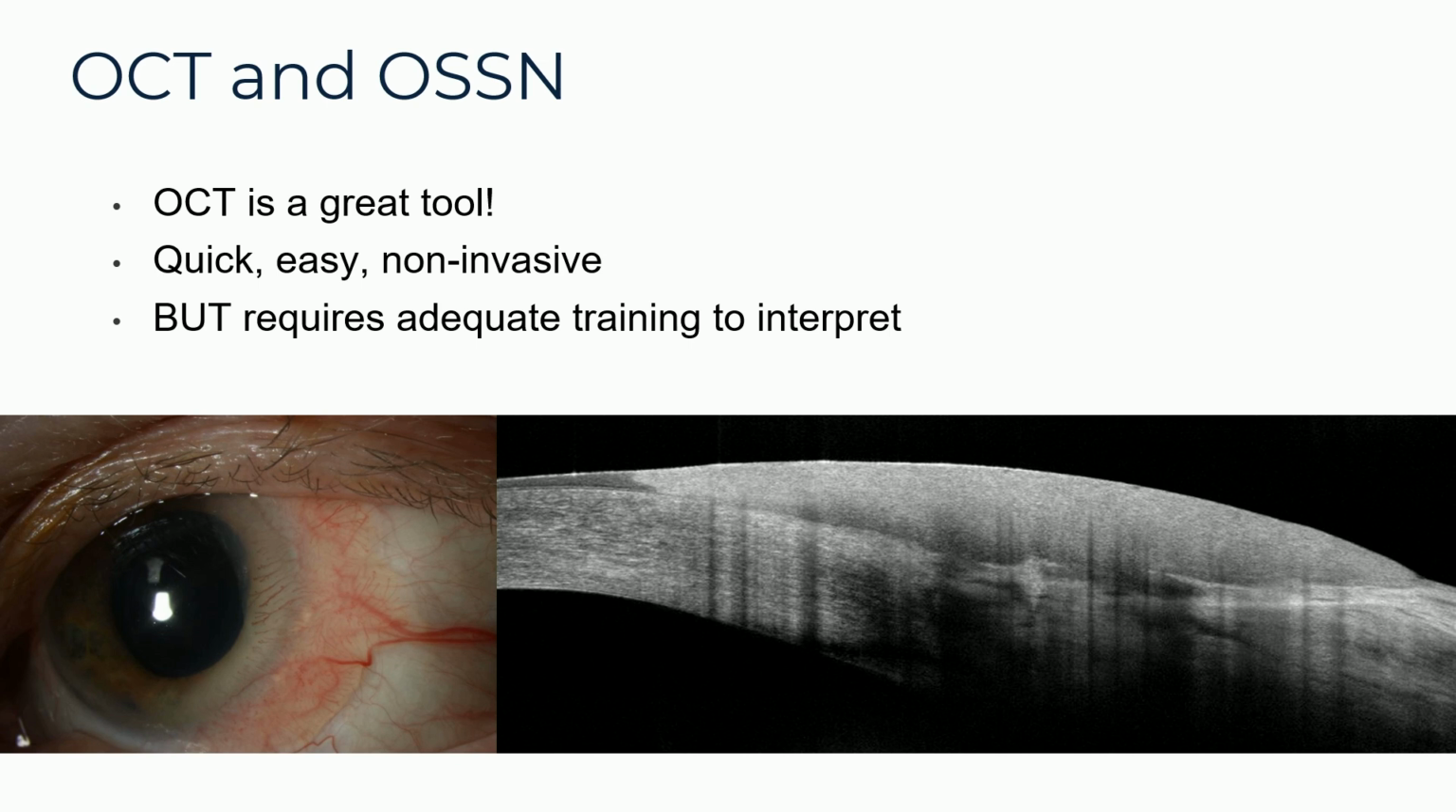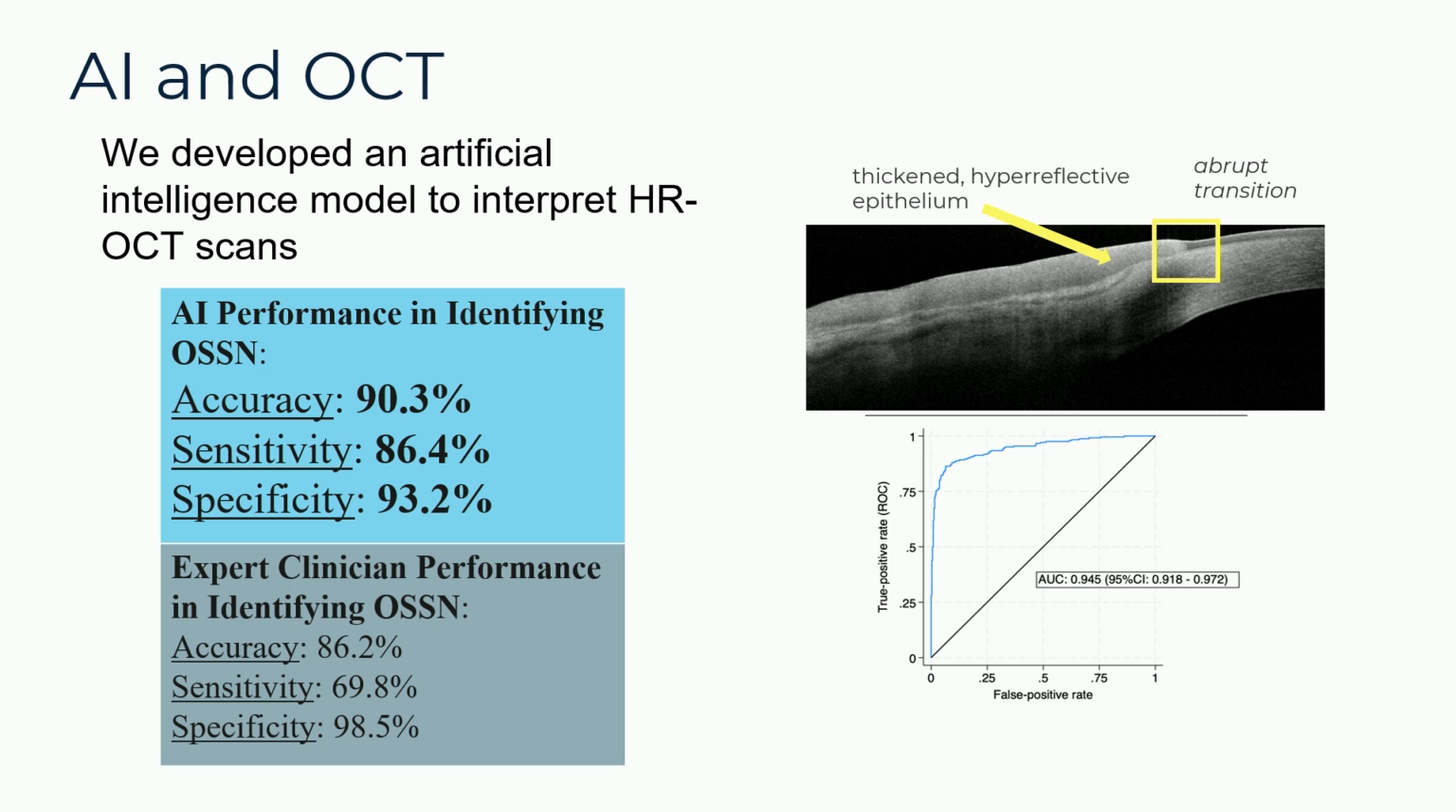As some of you know, OCT has become a valuable tool for the diagnosis of OSSN. But the problem is that not everybody may be trained to interpret it, so we decided to develop an algorithm that had about a 90% accuracy in detecting OSSN versus pterygium. And what the results of this project showed us was that AI actually has an excellent diagnostic accuracy and outperformed expert clinicians in categorizing the lesion from OCT images.